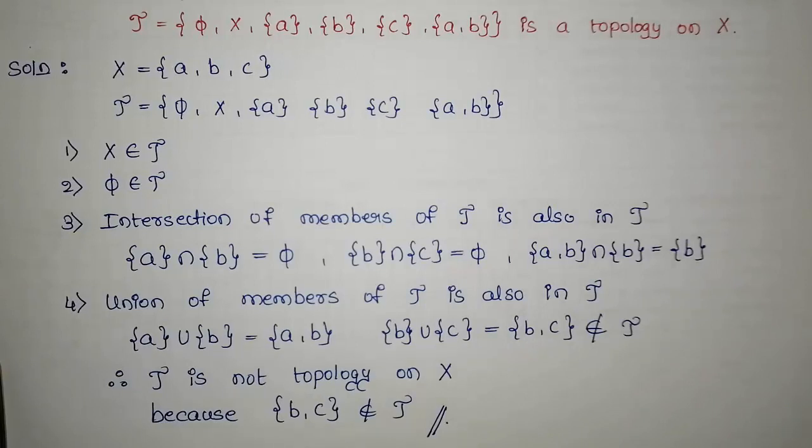Okay, in this class, we discussed the types of topological space and examples on topological space. In the next class, we will discuss comparison of topologies with examples. I hope you understand discrete and indiscrete topology. If you have any doubts, you can ask. Thank you.